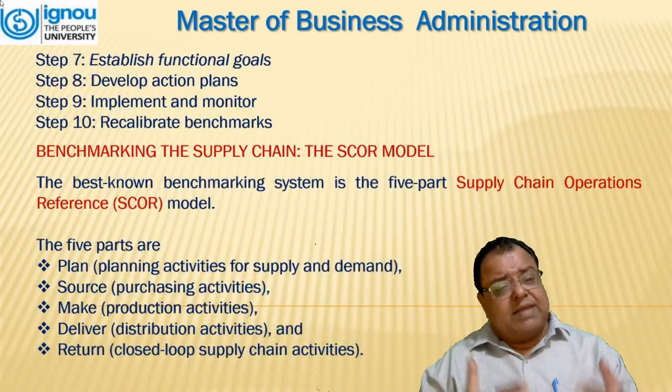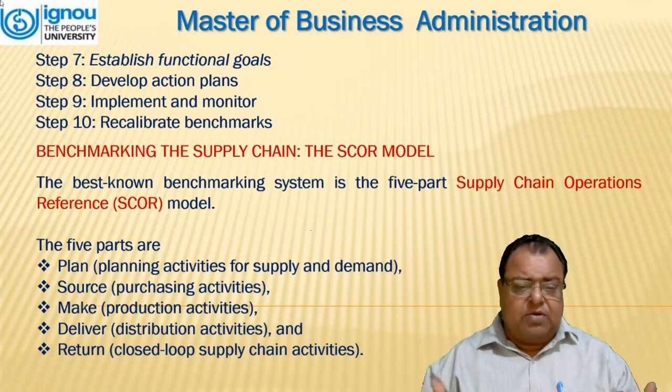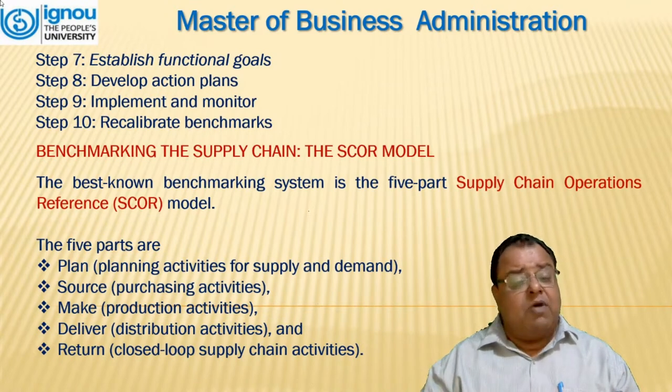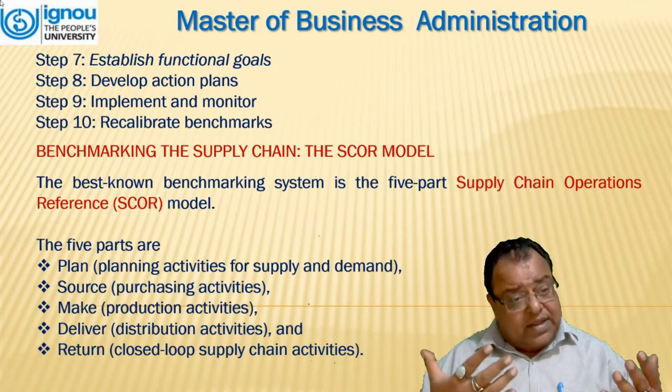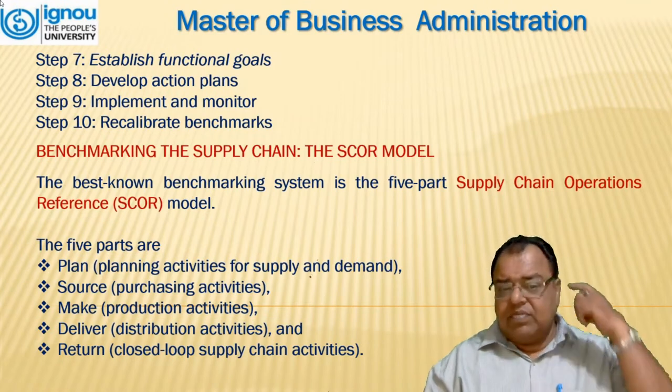Seventh step is establish functional goals. Eighth step is develop an action plan to execute them. Then comes step 9, implement and monitor. And step 10 is recalibrate benchmarks.